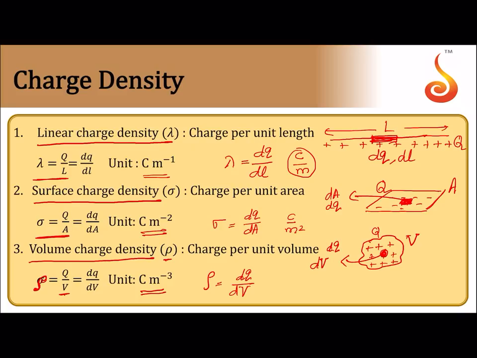Alright, so let us understand these three one more time. Linear charge density is charge per unit length, and then we have surface charge density, which is charge per unit area, and finally volume charge density, which is charge per unit volume. So remember these three things: lambda, sigma and rho are the three essential quantities for our subsequent discussion.